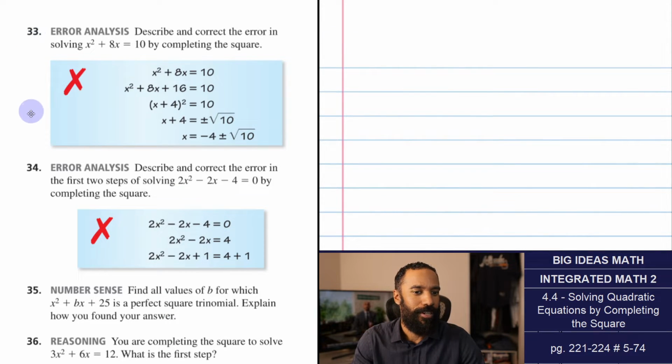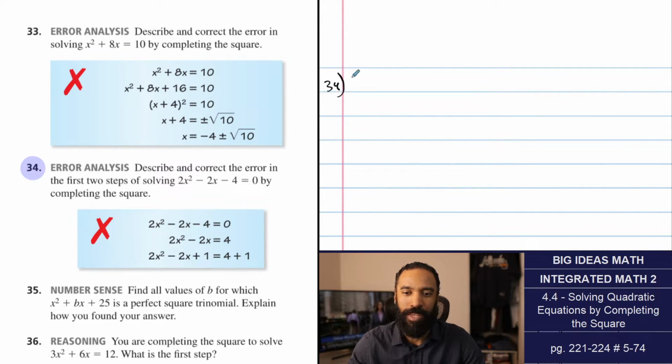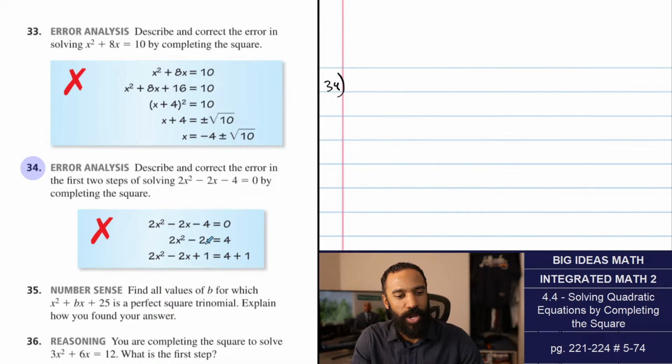Number 34, describe and correct the error in the first 2 steps of solve. Oh, okay. No, this is a better thing to talk about anyway. So right here, it's cool they added 4 to both sides. They need the quadratic and linear term because they want to add their own constant. Now they did negative 2 divided by 2 is negative 1. Negative 1 squared is 1. They added 1 to both sides.